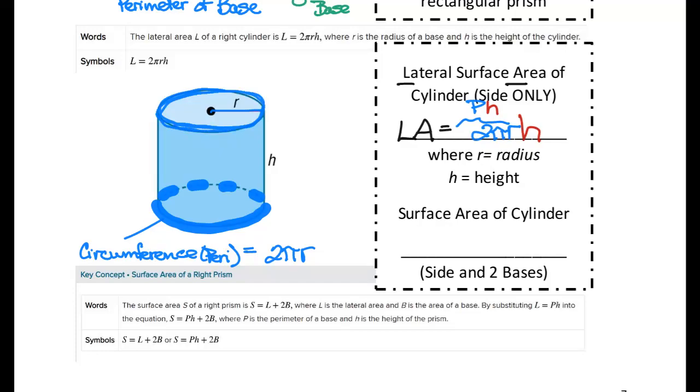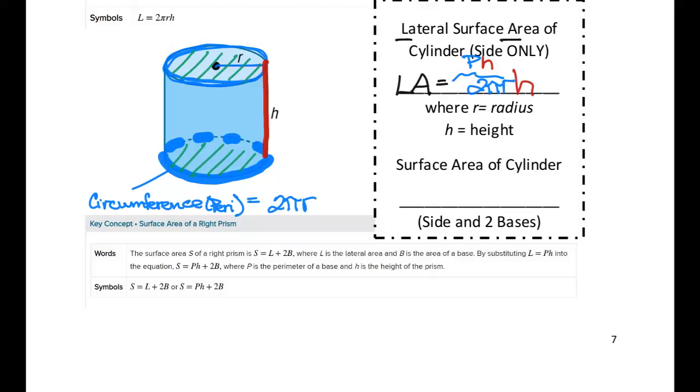Now, what did I forget to do here? I forgot to shade in these bases. And this is going to be your height. Okay, 2 pi r times h.